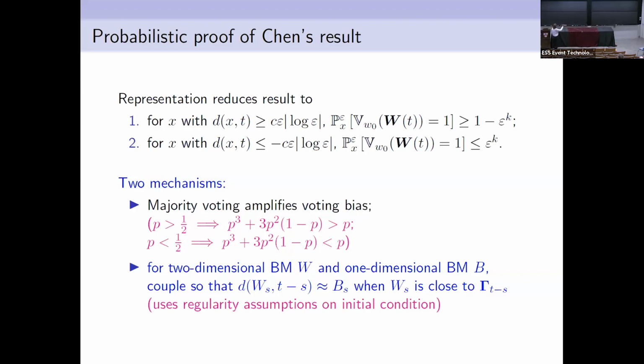And the other effect we need to understand is that if we look at the distance between a two-dimensional Brownian motion, so that's what each branch of my tree is following, and the curve that's evolving according to curvature flow, my boundary, then I can couple that distance with a one-dimensional Brownian motion. That uses some regularity on my initial condition, but is otherwise not too bad.